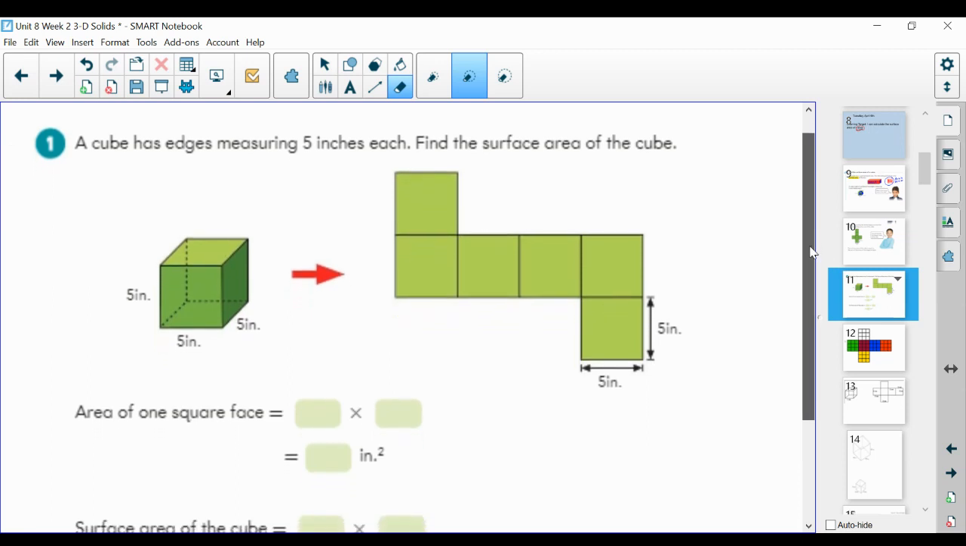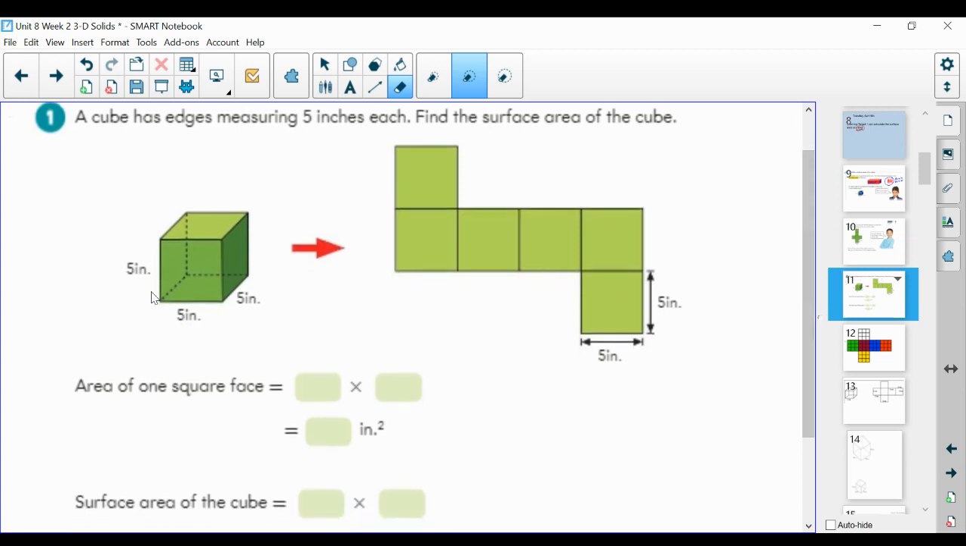Now, this is a little bit different problem. This has 5-inch sides. See how it says 5-inch and 5-inch? But here is the cube, and here is the net of the cube. So remember, nets are the flat representations of the solids, and if we were to fold this up, we could make this cube. Now, how we're going to find surface area is we are going to multiply the side lengths for just one side first.